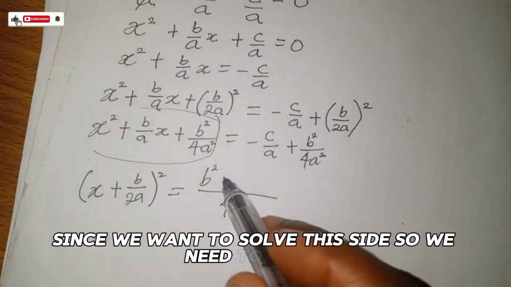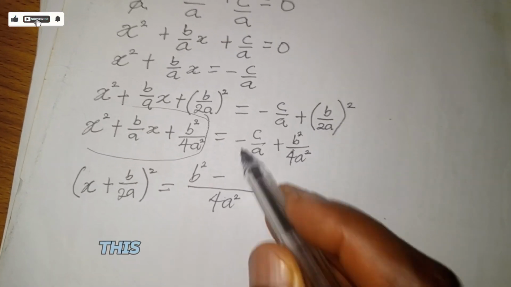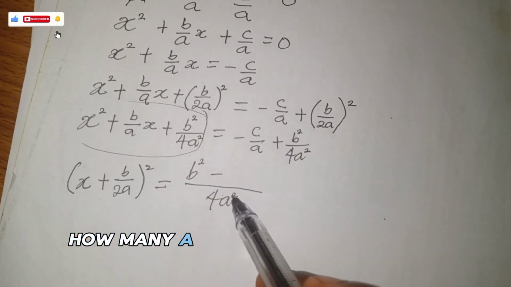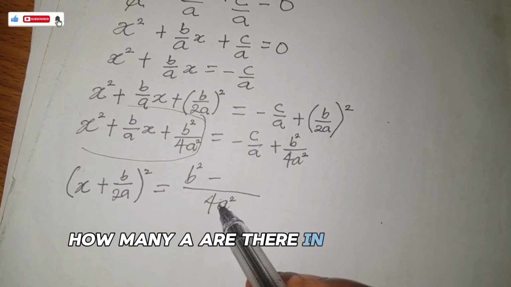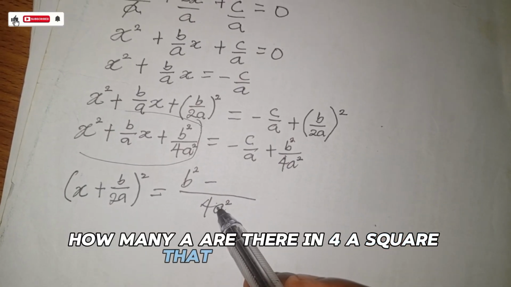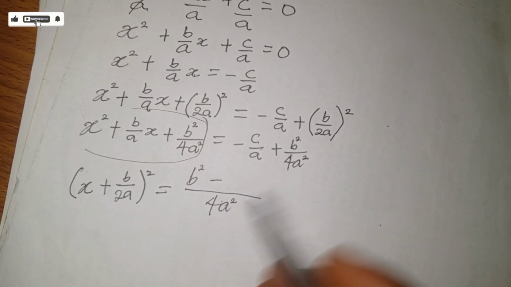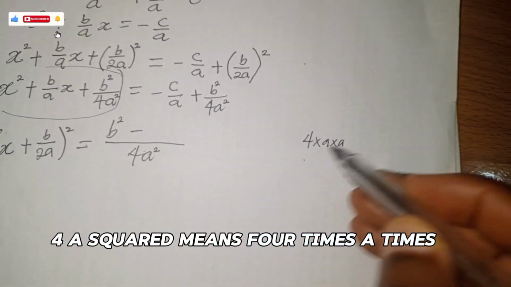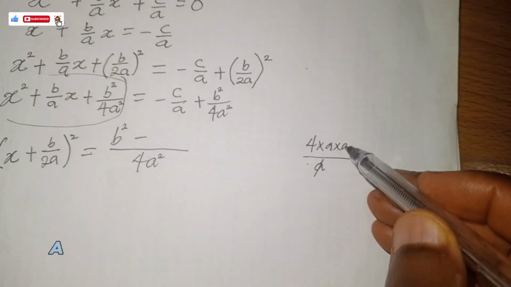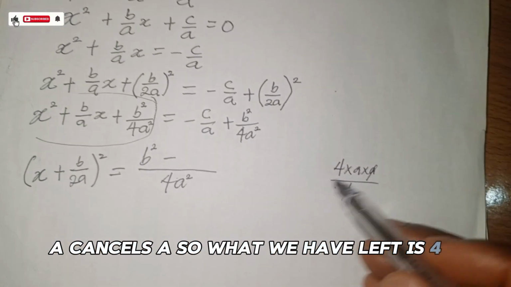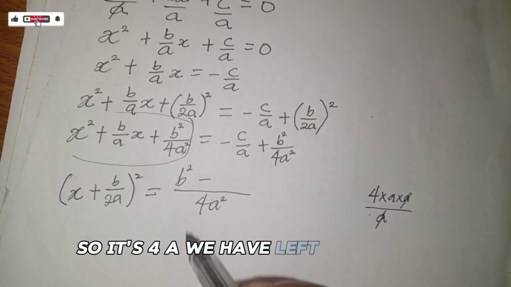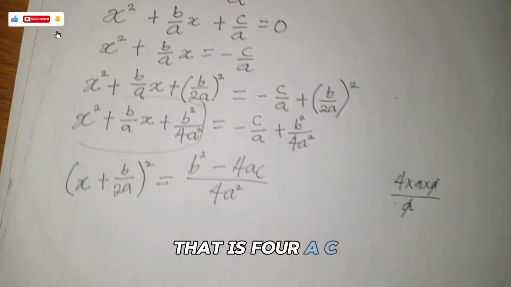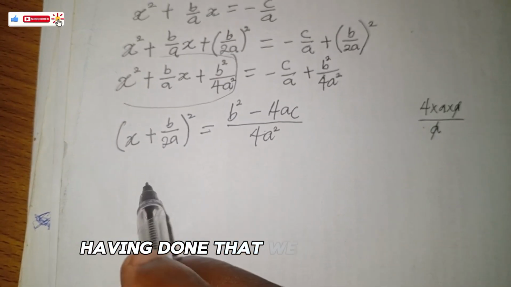After that, we come to this side. Since we want to solve for this side, it's going to be minus. This minus is going to be there. How many a are there in 4a squared? That will be 4a. 4a squared means 4 times a times a, and a cancels a, so what we have left is 4a. 4a times c is 4ac. Having done that, we can proceed.